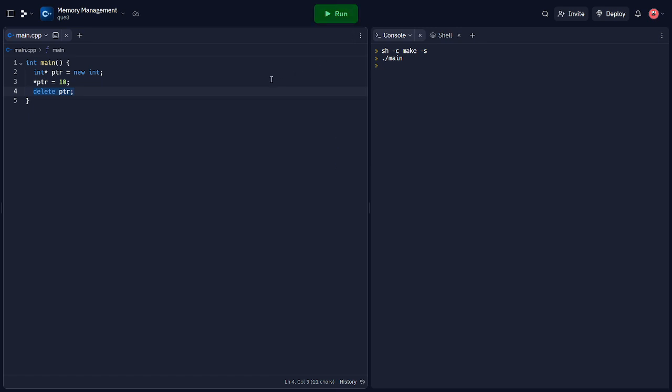It's important to know how to use both the stack and the heap efficiently. Mismanagement can lead to errors like stack overflow and memory leaks. So that's going to be it for this video.